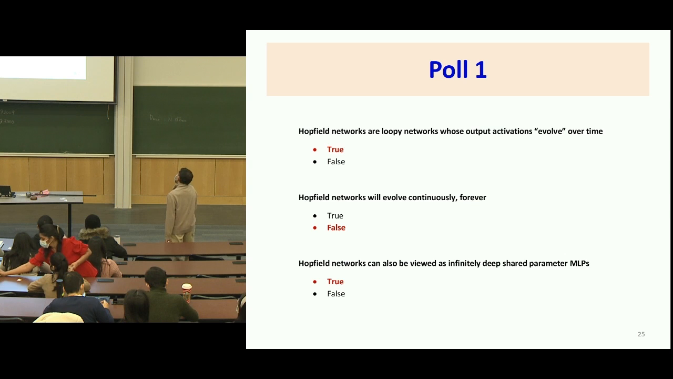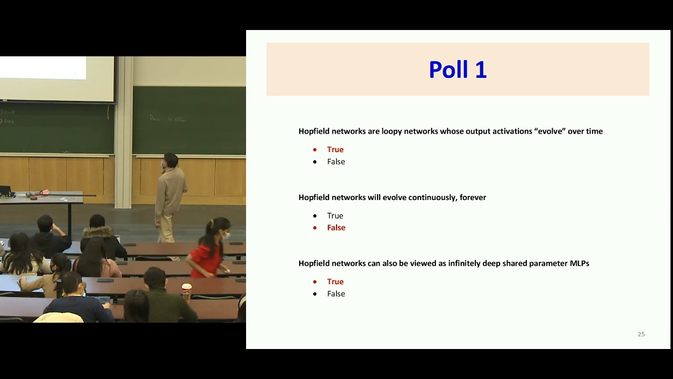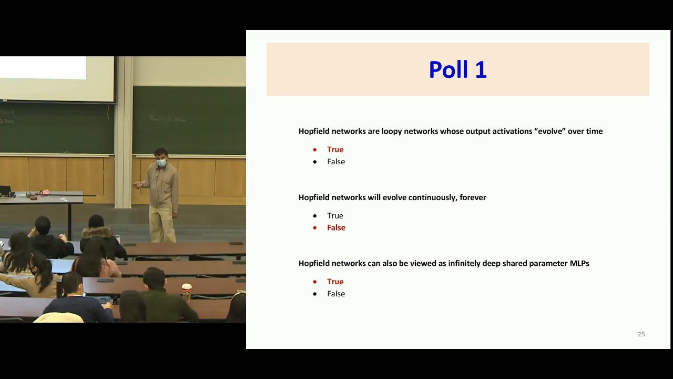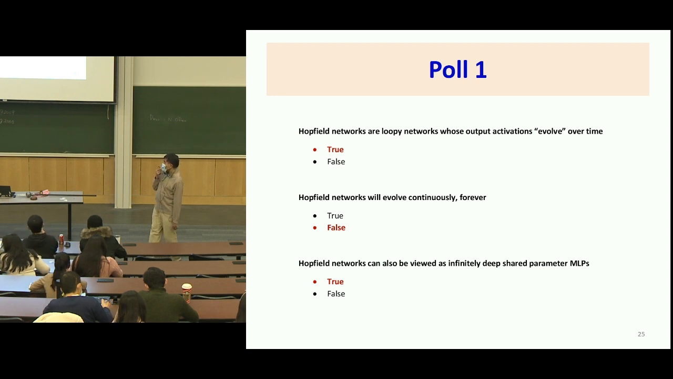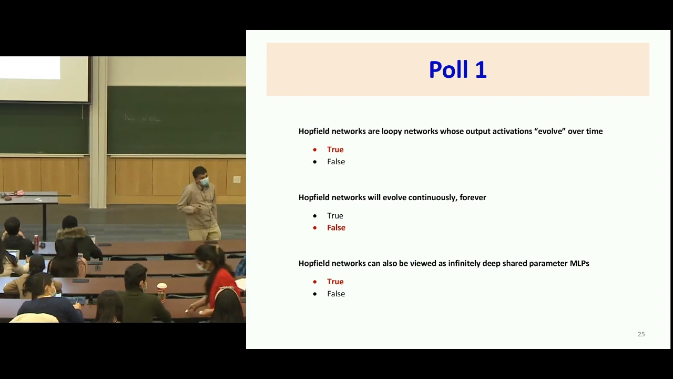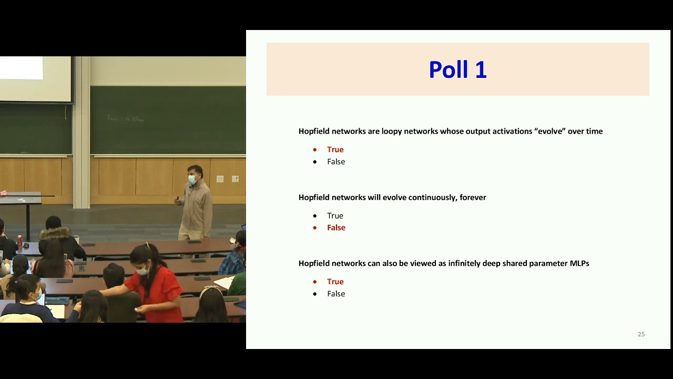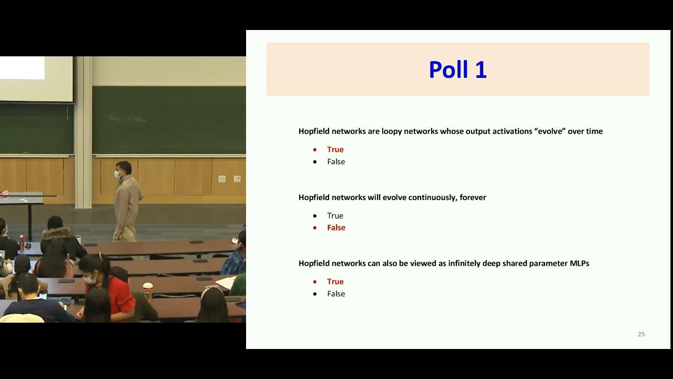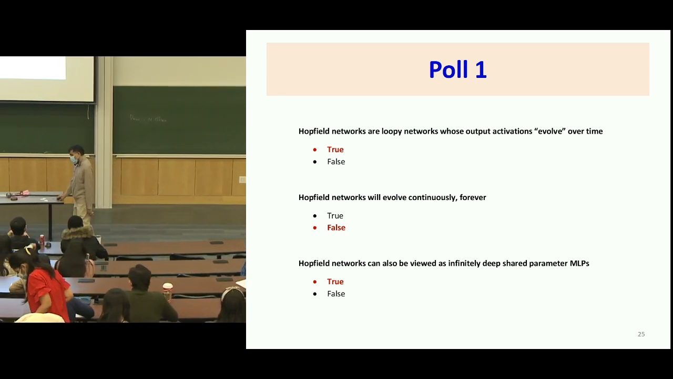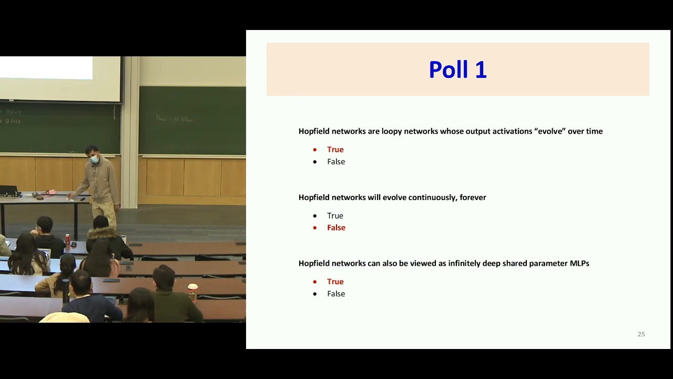Anyway, so Hopfield nets are loopy networks whose output activations evolve over time, number one. They will not evolve forever, as we just saw. And now, I'm claiming that a Hopfield network can be viewed as an infinitely deep multi-layer perceptron. Can anybody tell me why? So who is number five? Can you tell me why a Hopfield network can be viewed as an infinitely deep MLP?